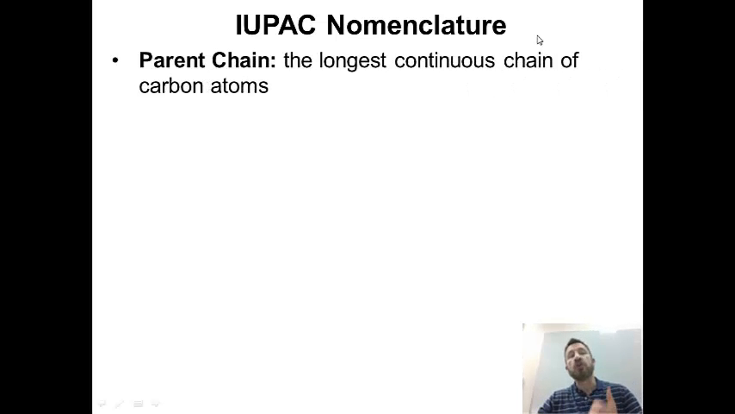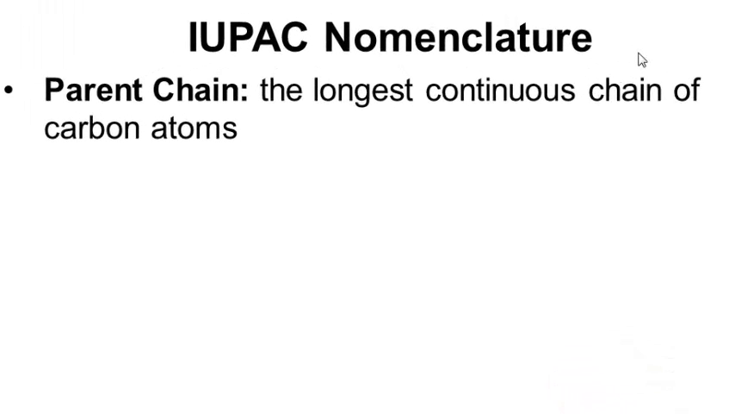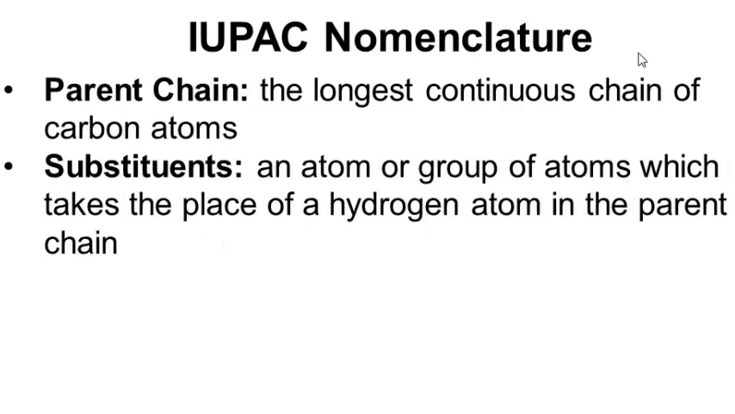How does this nomenclature work? Well, first of all, when you look at a carbon compound, you have to identify what is called the parent chain. The parent chain is the longest continuous chain of carbon atoms. And off that chain, we're going to have something called substituents. A substituent is an atom or group of atoms which take the place of hydrogen in the parent chain.